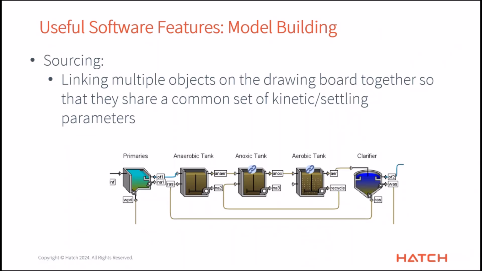I want to talk about another feature that we have when you're drawing out your layout, and it's called sourcing. Sourcing means that you are linking multiple objects on the drawing board together so that they can share a common set of kinetic and/or settling parameters. So if you're linking these bioreactors together, it's the kinetic parameters, the growth rates and the half saturation coefficients and hydrolysis rates and stuff, that are going to be shared, one set across all of these. It's useful in cases where you might need to change a parameter, such as, say, the AOB growth rate. If I'm going to change it in this plant, well, I would have to do it 3 times because I need to change it in 3 different menus.